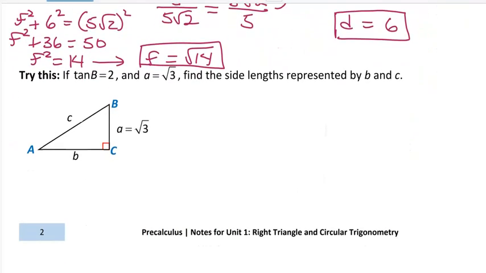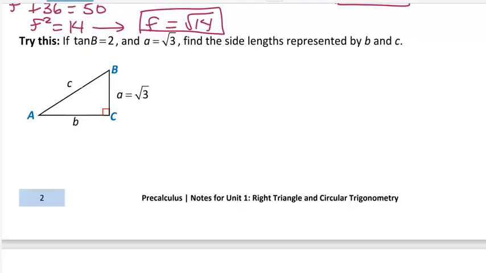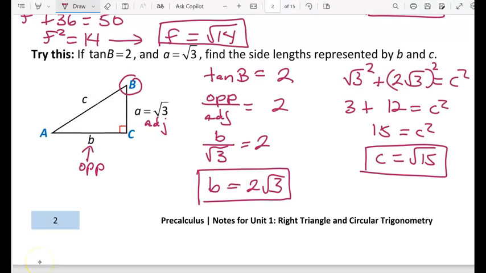All right, here is one for you to try. Pause the video while you do this. This time tangent B is given to us, and we have side a, and we're trying to find the lengths b and c. So pause the video while you try this one. All right, here's the solution.